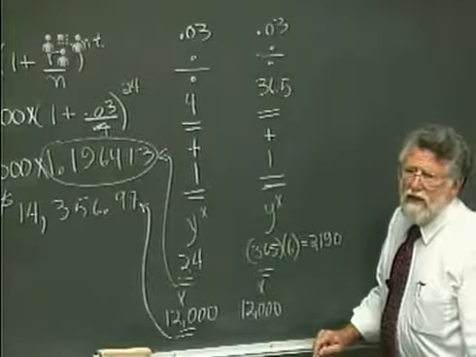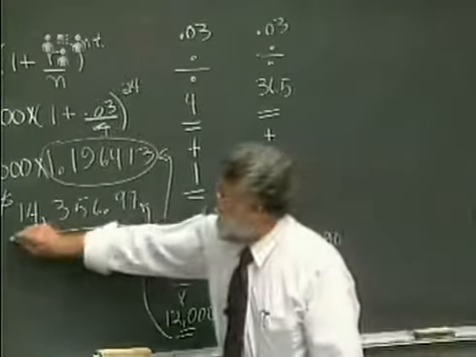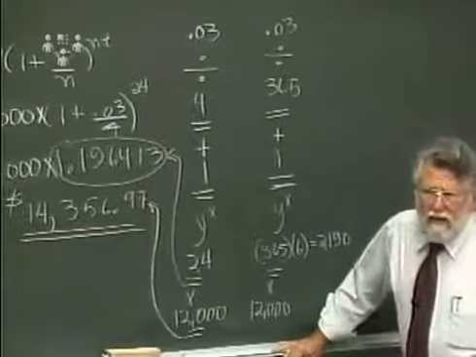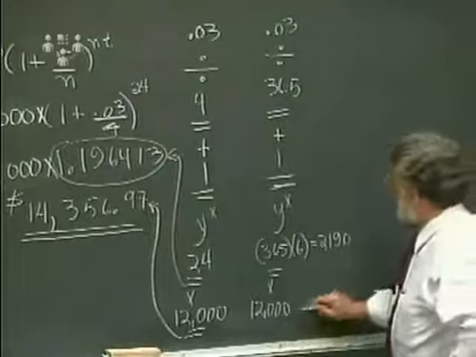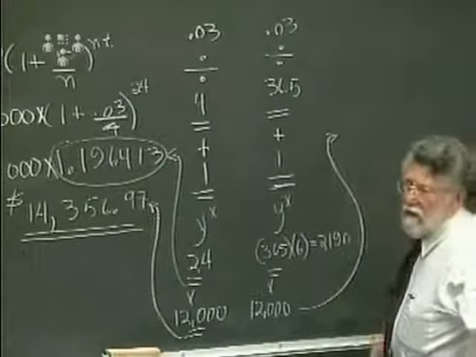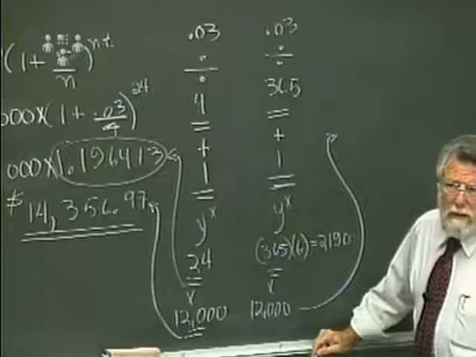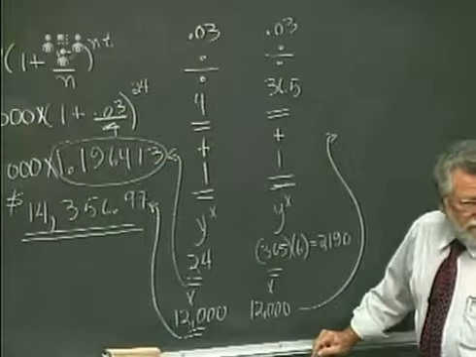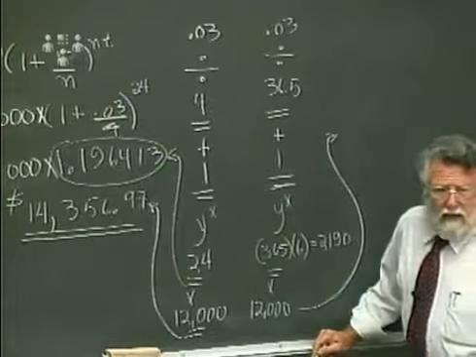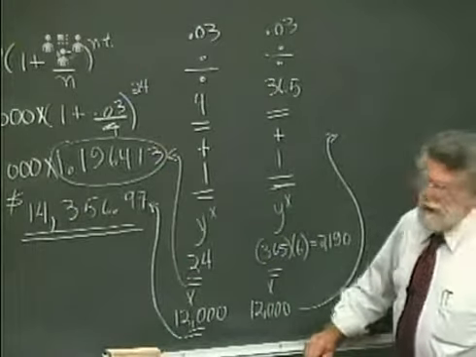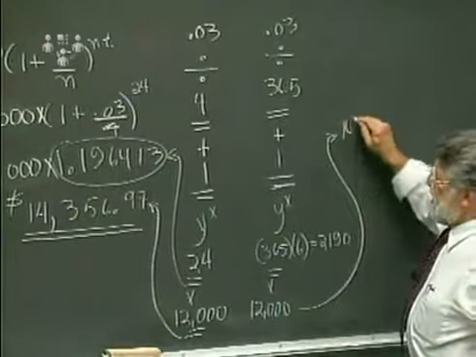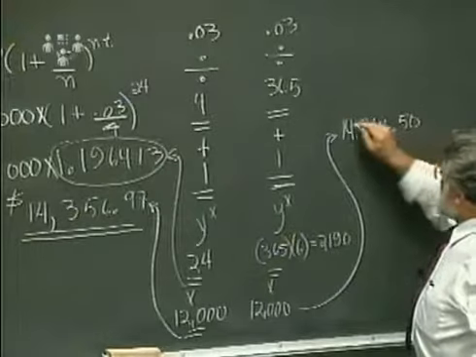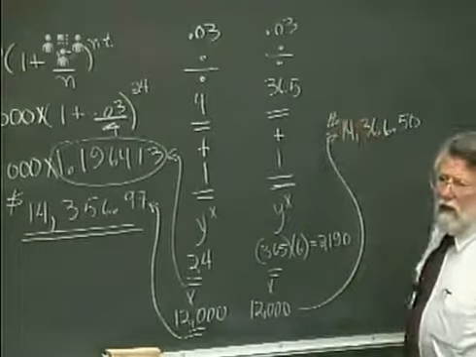Remember, before we had 14,356. This is the number we did compounding quarterly. Now we're doing daily. And what do we get this time, comparatively speaking? And again, with the EL 531, it makes it much nicer. What do you get? 14,366.50.